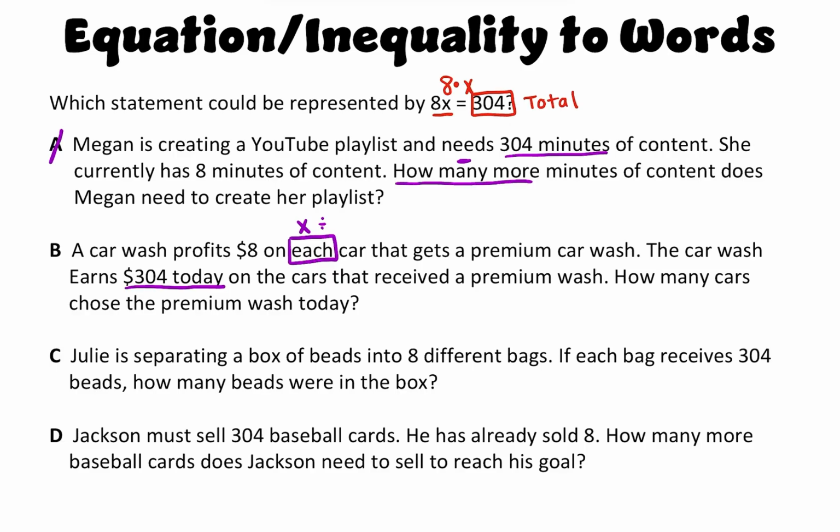Okay, C, Julie is separating. That right there tells me, what are we doing? Separating, that's a dividing word. So that's definitely out. Okay, Jackson must sell 304 baseball cards. He has already sold 8. How many more is a minus word. So B would be my answer.